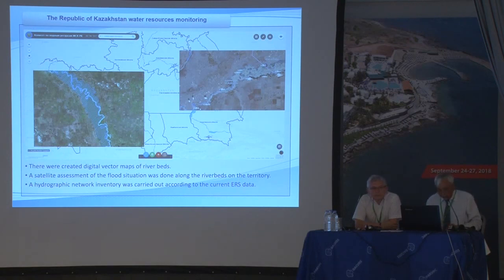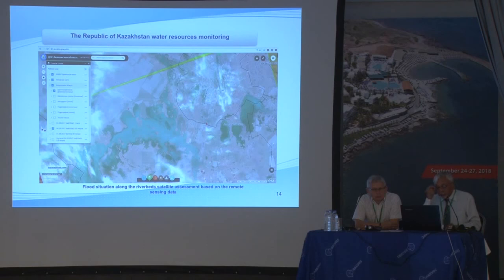Here you can see the satellite assessment of the flood risk situation after inventory of hydrological network based on the most recent remote sensing data. And now we are combining this with the mathematical modeling of possible floods in the area. On the next slide, you can see the satellite assessment of the flood risk situation. All the blue things are all the flooded areas. You see they are quite vast.